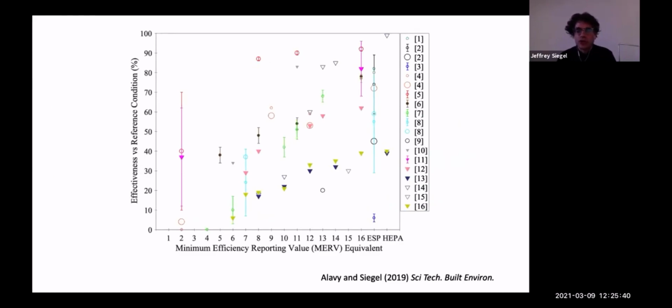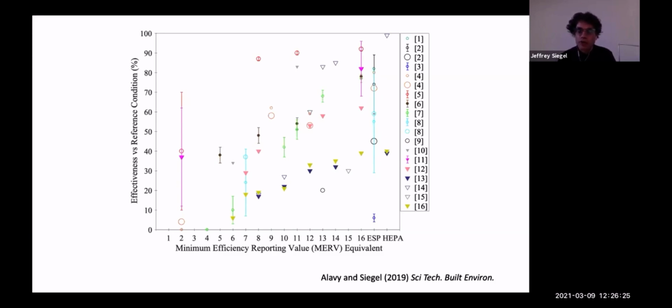This is the result of a review where we found 16 articles in the literature that measured something called effectiveness, where the higher the effectiveness, the better the filter is performing. And here you can see what those studies report for effectiveness versus the filter efficiency, or the MERV. And you can see that it's kind of all over the map. There's a little bit of structure, but not a ton. So in some cases, high MERV filters are performing well. In other cases, high MERV filters are performing poorly. And so there is this real question of context. Just because you have a good filter, it isn't necessarily going to perform well.